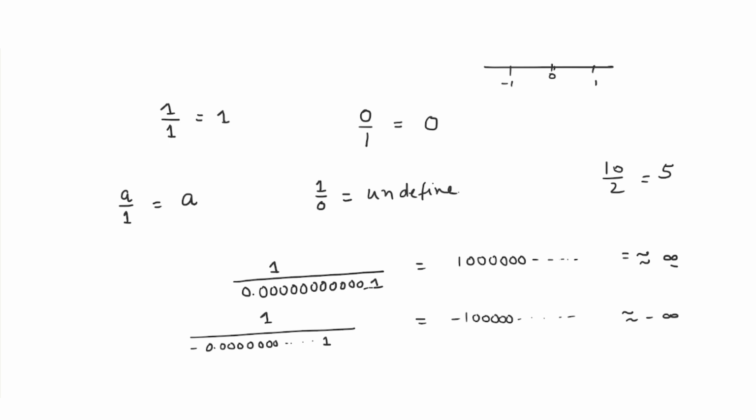So in the surroundings of 0 there is no defined value of 1 divided by 0. In the surroundings we can define the value: if we go just right of 0 then it is infinity, and if we go just left of 0 then it is minus infinity. But we cannot define it at 0, because for a number to be defined, the right hand side limit and left hand side limit should be equal.